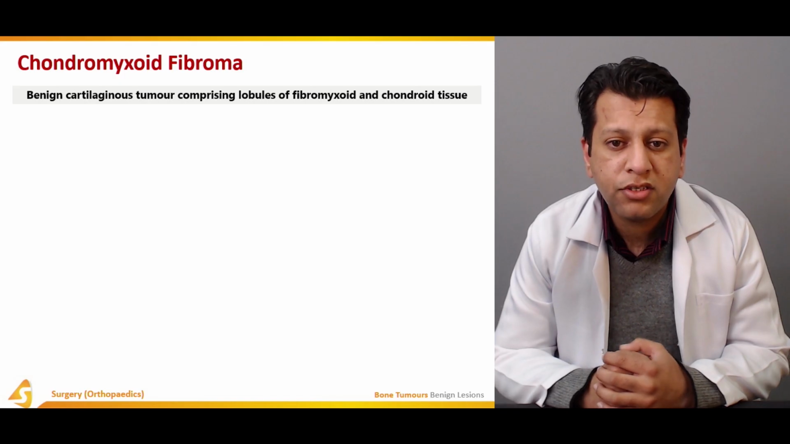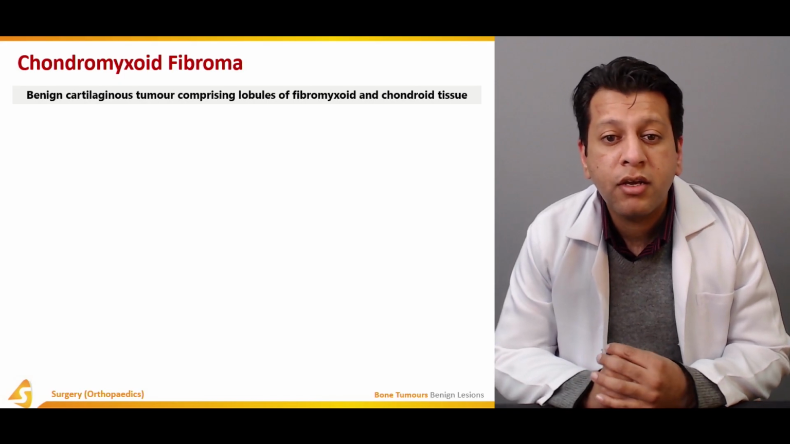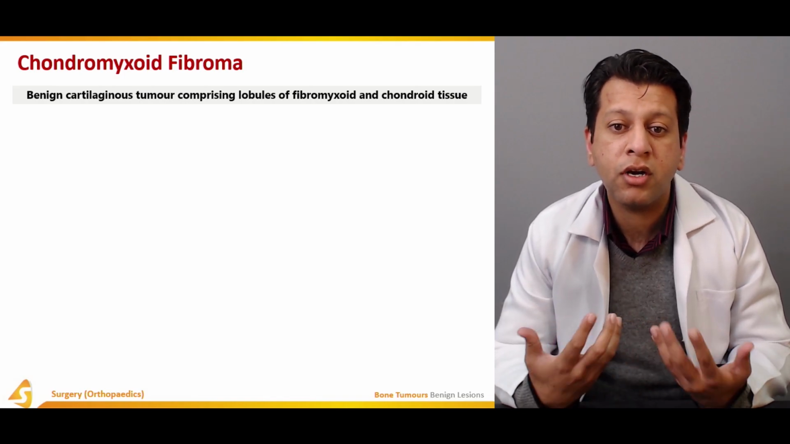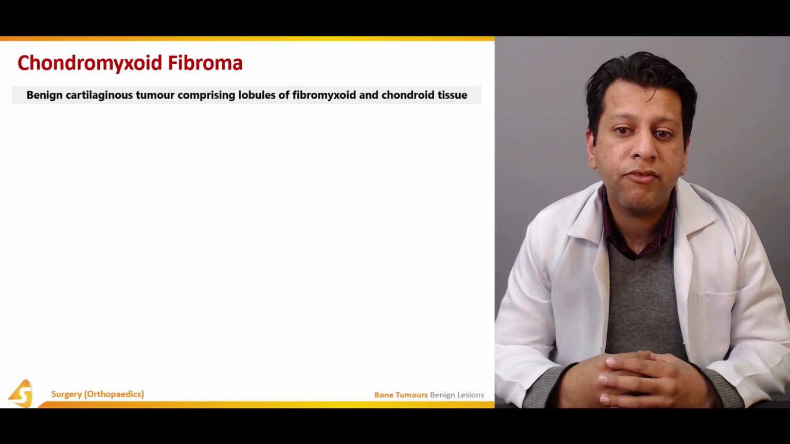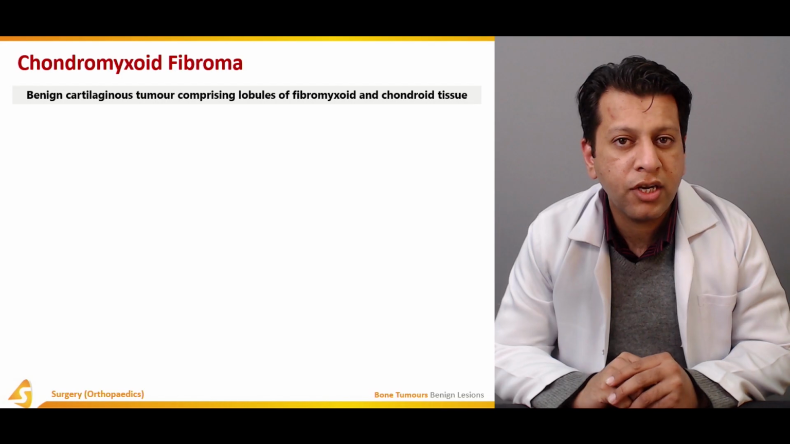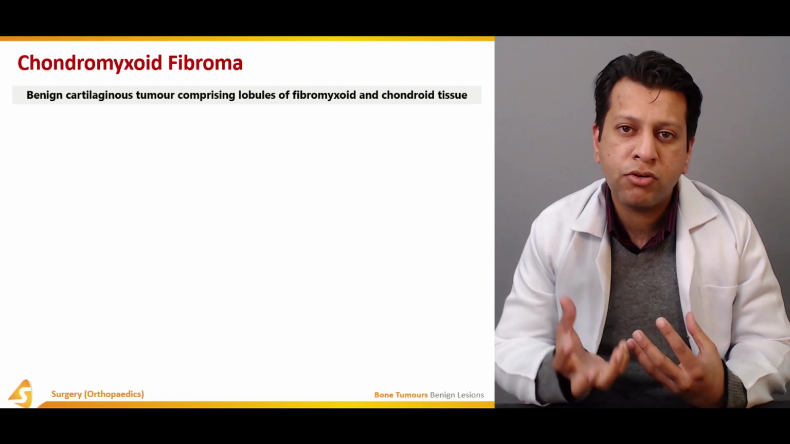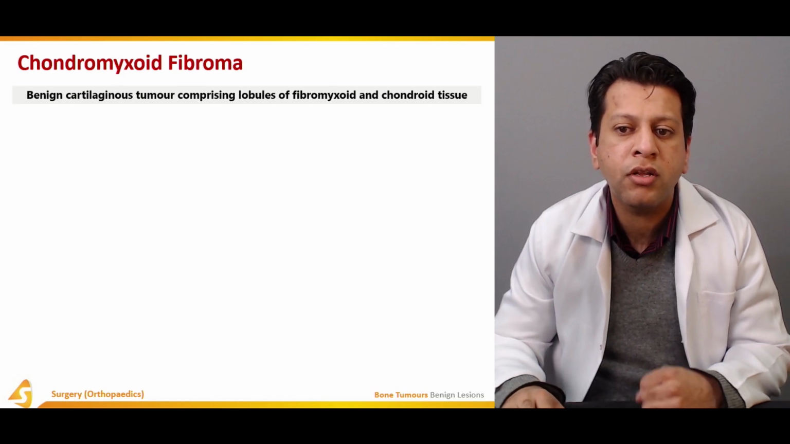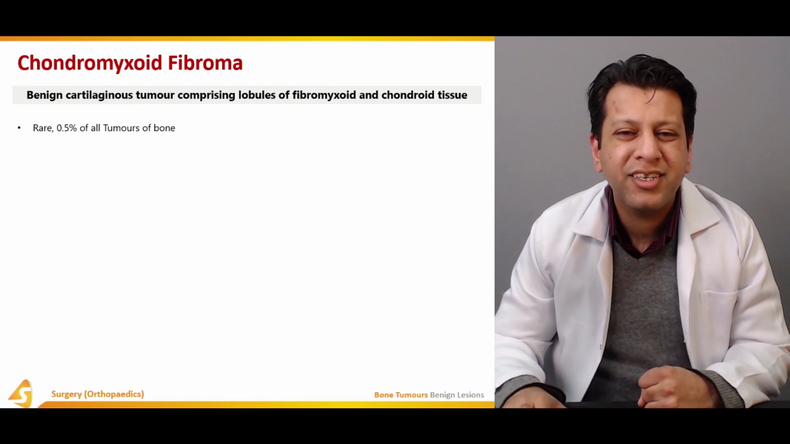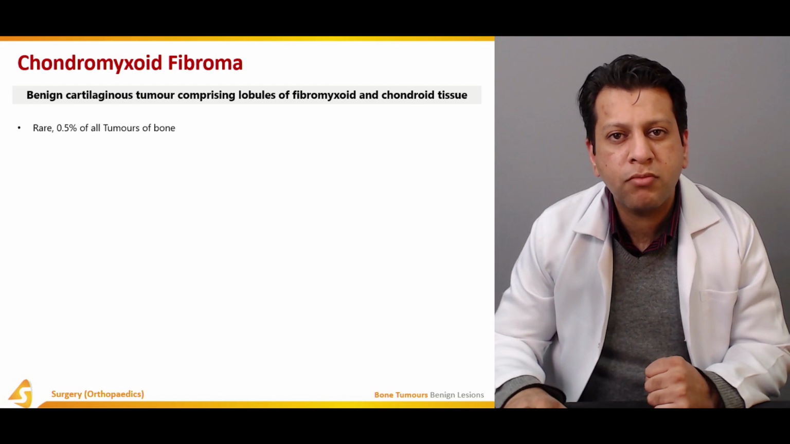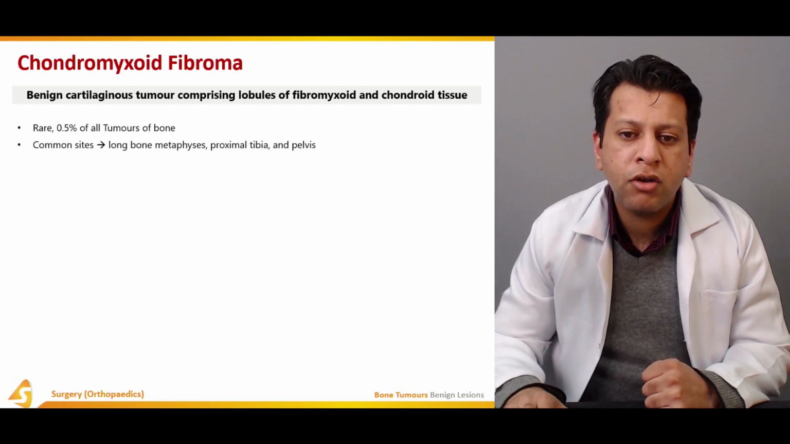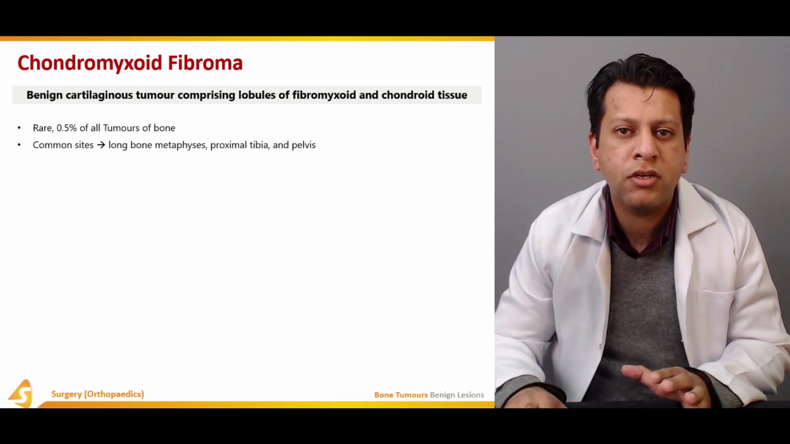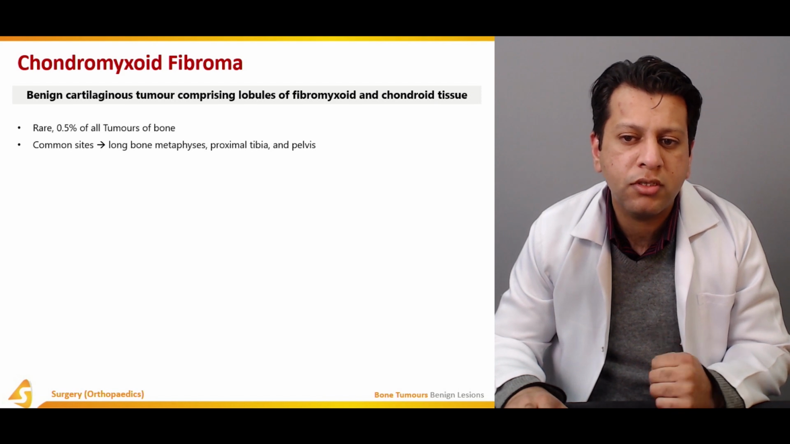Now, another rare but also benign disease is chondromyxoid fibroma. What we get out of the name is that it's a cartilaginous tumor because of the chondro variety, and fibroma means most likely it is fibromyxoid as well. So there will be chondroid matrix as well as fibromyxoid matrix. It's a benign cartilaginous tumor containing lobules of fibromyxoid and chondroid tissue. It's rare, 0.5% of all benign tumors of the bone. The common sites are long bone metaphysis, especially the tibia, and the pelvis. It's rare to be seen outside the tibia, but the most common is the tibia.